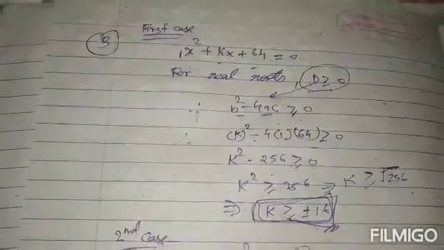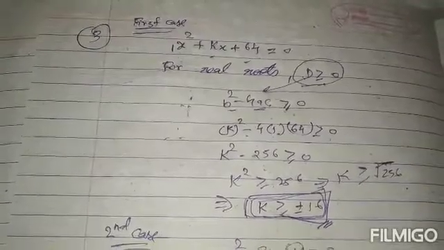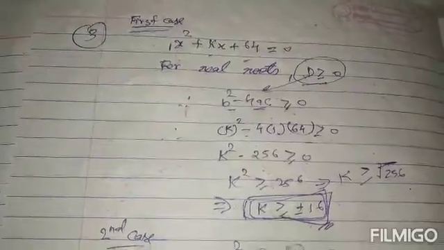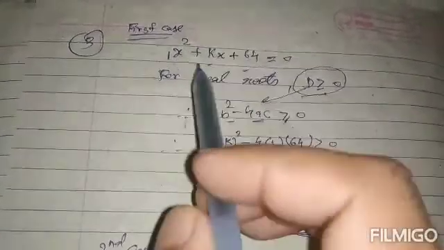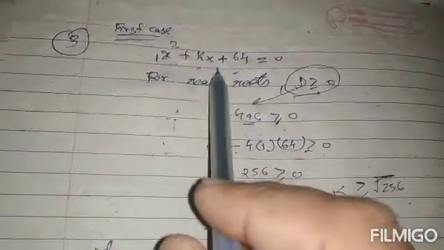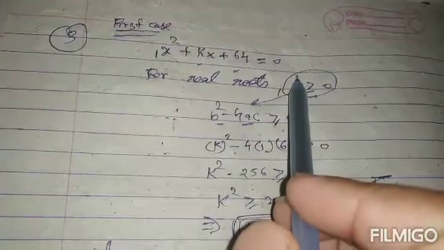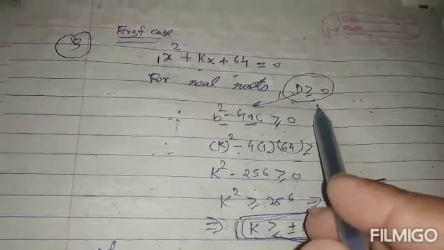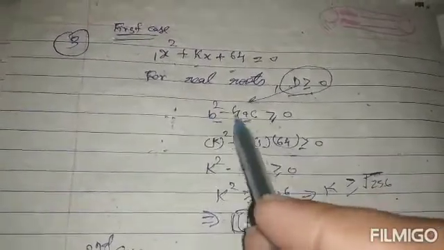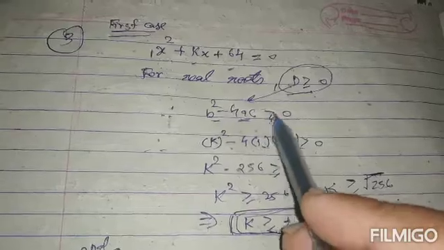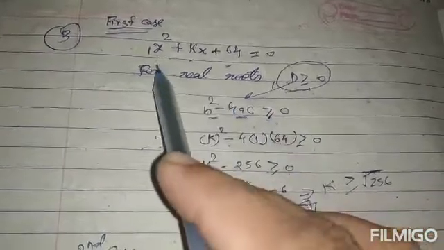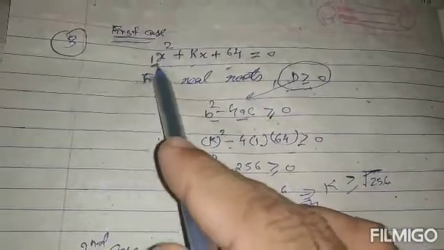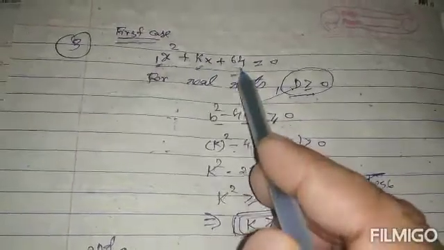Okay, moving to solution number 3. In question number 3, you have to find the value of k for which the roots are real. You are given two equations. The first equation is x square plus kx plus 64 equals 0. So for real roots, we know that the value of d is greater than or equal to 0. Clear? And the value of d is given by b square minus 4ac, which is greater than or equal to 0. If you compare this equation with the standard form of a quadratic equation, the value of a is 1, the value of b is k, and the value of c is 64.